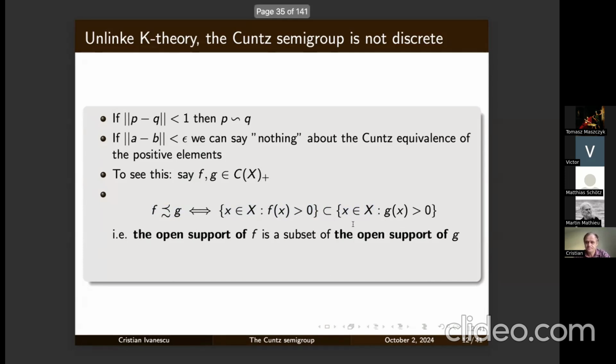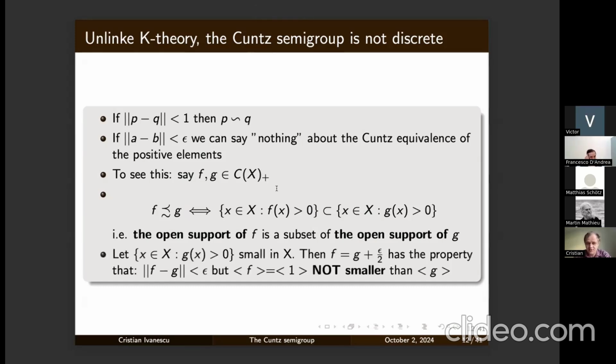Question? Yes, you call it open support, but you assume that the function... Okay, sorry, I just realized this is a stupid question. Greater than 0 is the same as different from 0, right? Yes, yes. Okay, sorry. Yeah, because I'm assuming positive, yes.